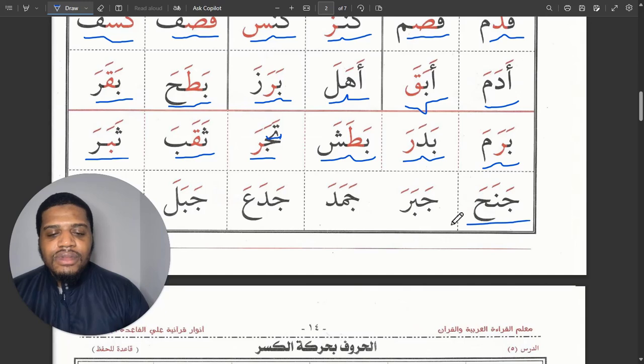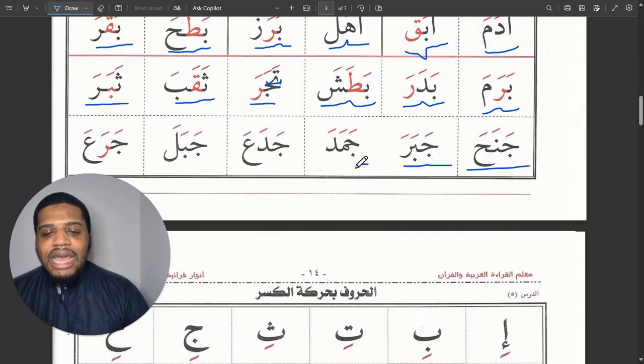Janaha. Jabara. Jamada. Jada'a. Jabala. Jara'a.